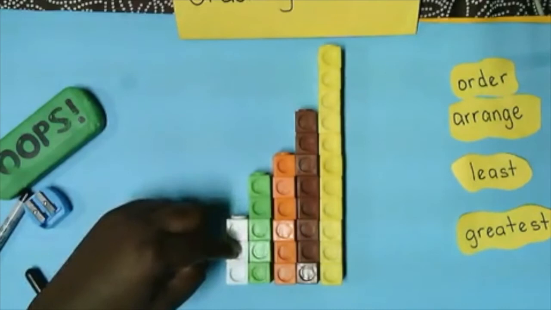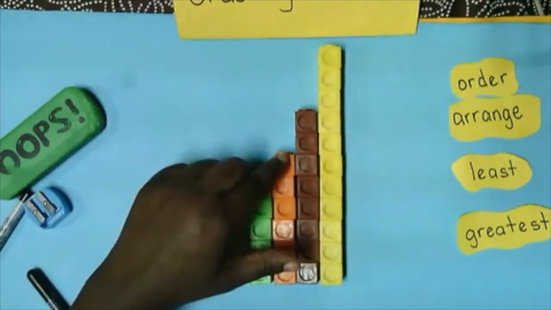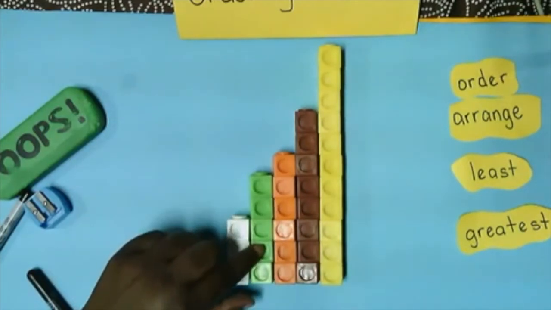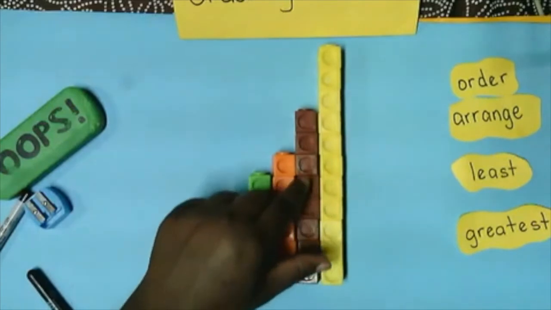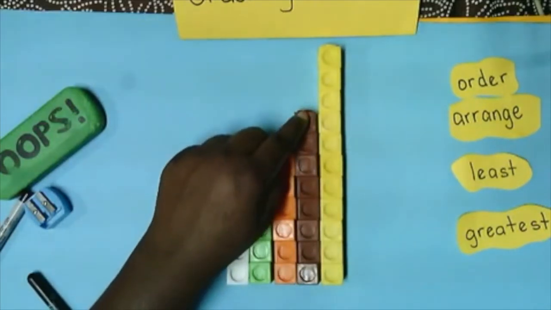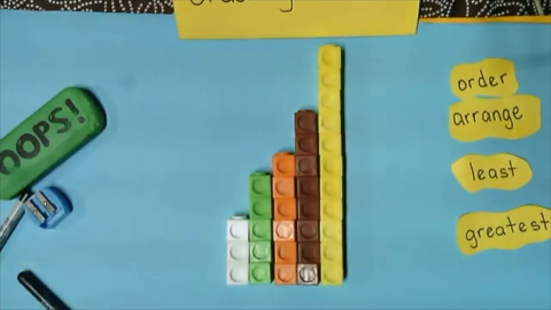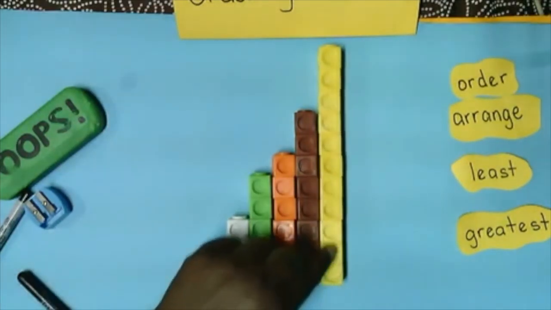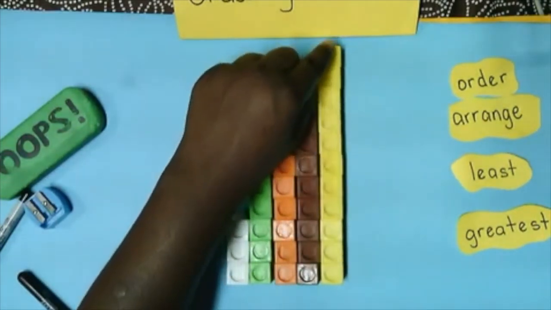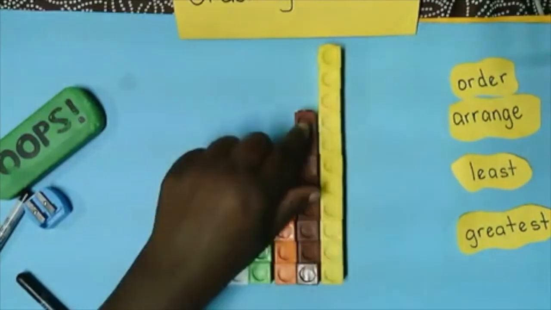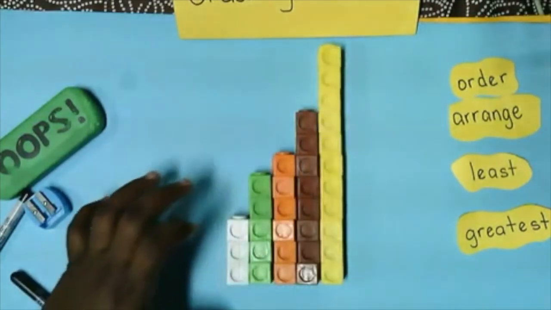5 is greater than 3. 1, 2, 3, 4, 5, 6. Orange has 6. 6 is greater than 5. And then brown has 1, 2, 3, 4, 5, 6, 7, 8. 8 is greater or more than 6. And then the yellow, 1, 2, 3, 4, 5, 6, 7, 8, 9, 10, 11. Yellow has 11, and 11 is greater or bigger than 8. In fact, 11 is greater than all of them.